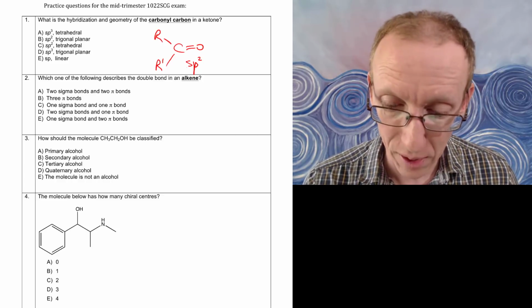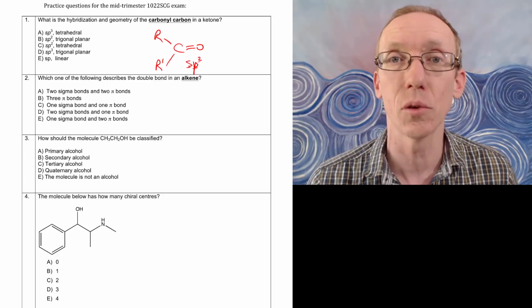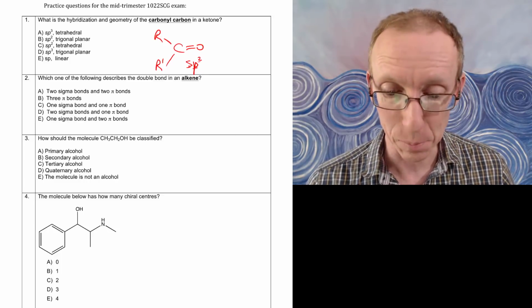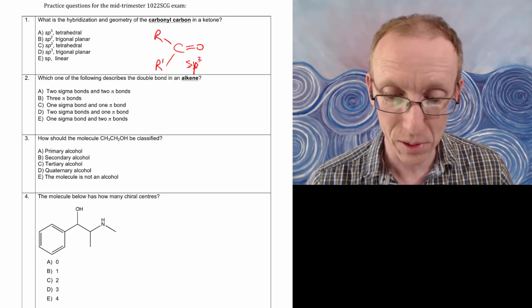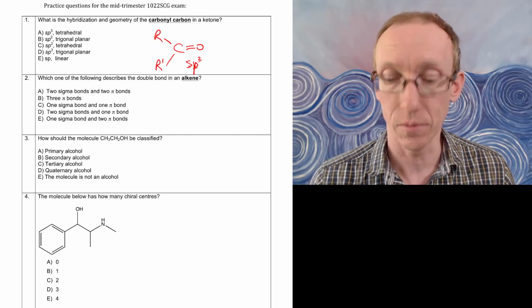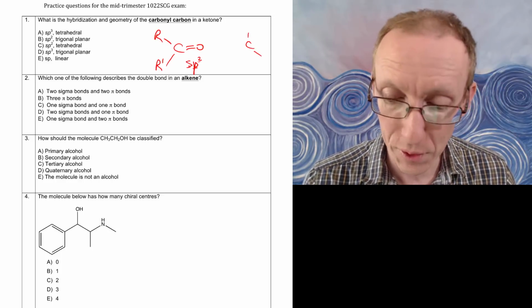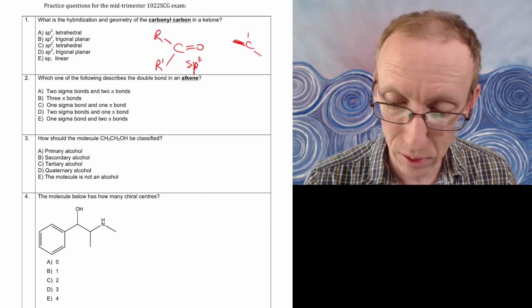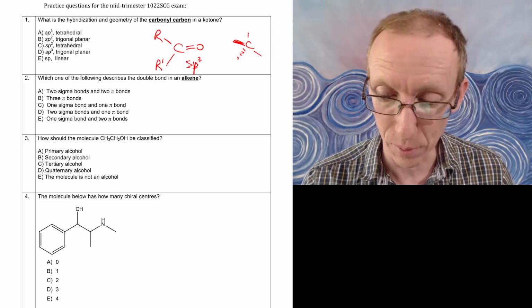So you can count them up. 1 s and 2 of these p orbitals gives you 3 hybridized orbitals in total. And so this must be sp2 hybridized. So it's either B or C. And then we have to decide whether it's trigonal planar or tetrahedral. So remember, tetrahedral means we have a carbon with 4 things around it that are all equally distant from each other by having this tetrahedral geometry.